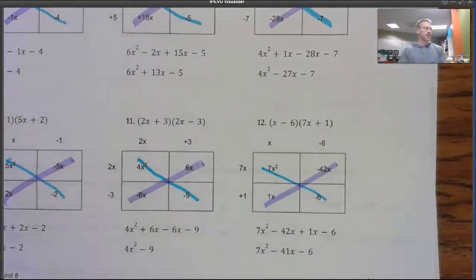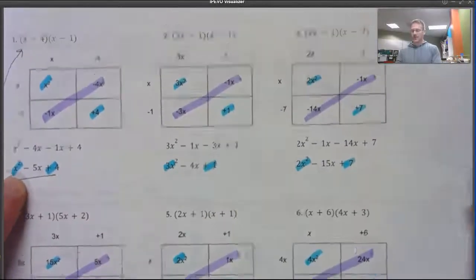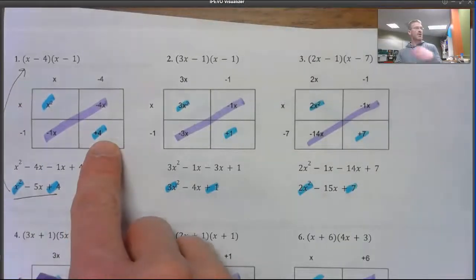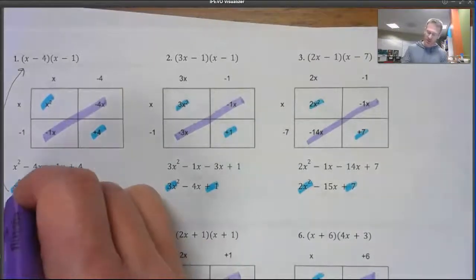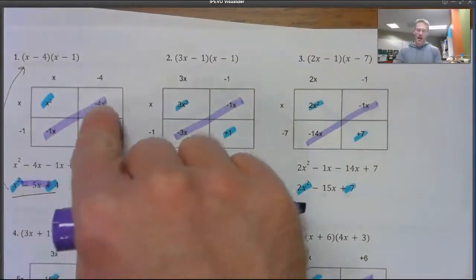Well, how does that help us? So when we go back and look, what we have to figure out here, well, we know the first two terms, x squared goes here, 4 goes here. When we're working backwards, we now have to deconstruct this middle term. We have to figure out, what gave me -5x squared? Well, it's this diagonal right here.